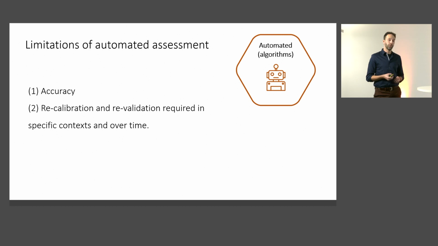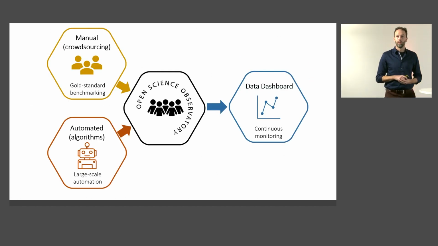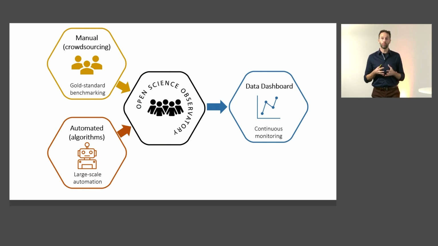To do this, you need to compare the performance of the algorithm to a gold standard benchmark, and the best benchmark that we have in this context comes from manual evaluation of the articles by several coders. So crucially, even if you want to use automated algorithms, you still need to have some manual evaluation. So that's why the Open Science Observatory is going to combine both of these two approaches.